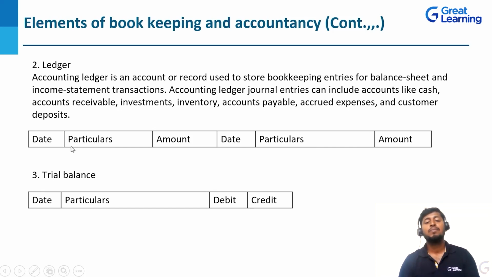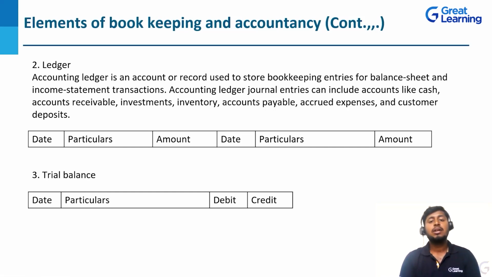For example, inflows, sales. If you made the sales, what are you going to receive? We are going to receive cash, correct? So any interest received, commission received, that we are going to record at the debit side. And when it comes to the credit side, for example, plant and machinery purchased, at that time we need to pay cash. Goods purchased, rent paid, electricity paid, all those things come in the credit side. So that is the ledger account.